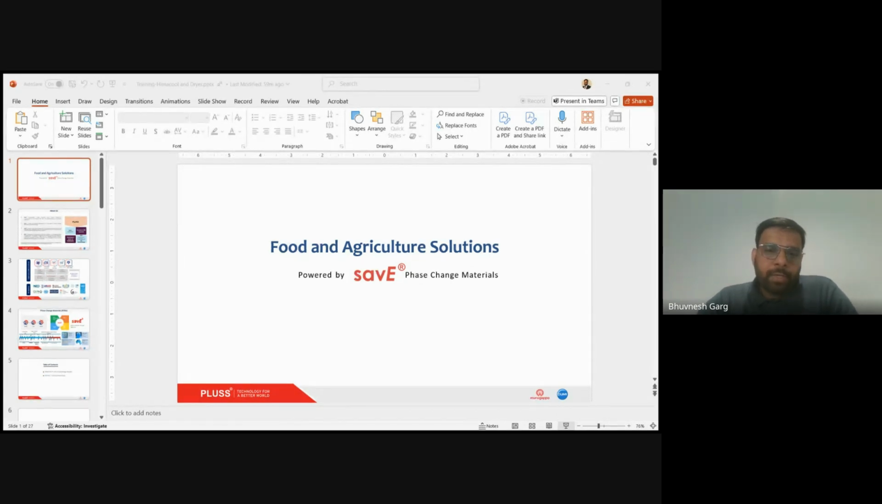Yeah, so as you can see, there is a brand name of Save. Save is from Save Energy. That's how the name came up, with Save as the brand name for the phase change materials. So we are integrating these phase change materials into different kinds of solutions for agriculture benefit. You might be knowing about Plus. We are part of Murugappa Group, having many customers in different countries. This is a brief introduction about Plus, which you might have got from my colleagues.